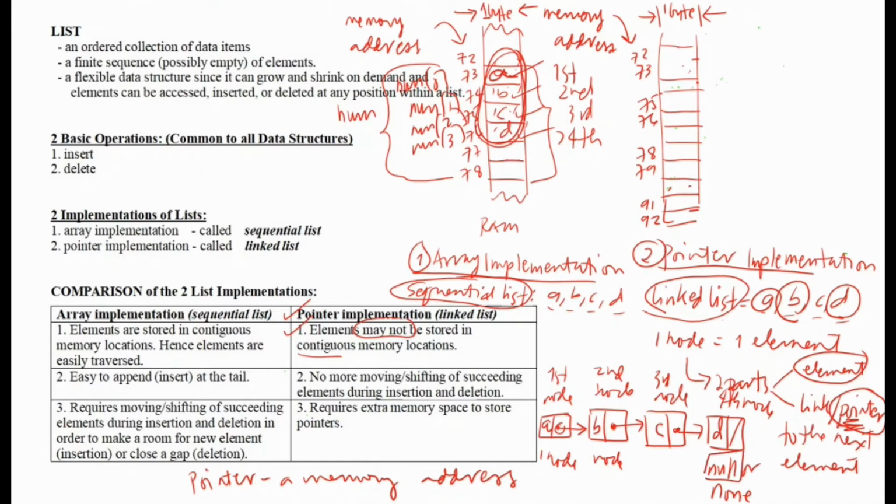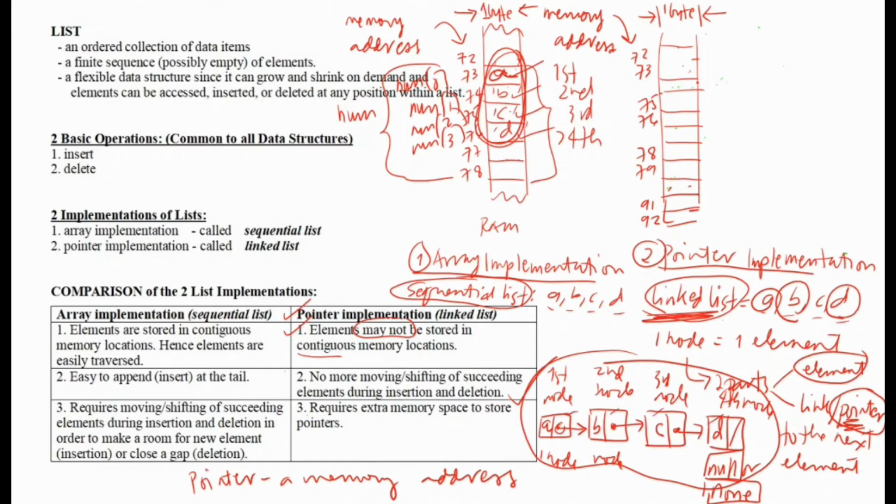Null in Java or in C, and None for the Python programming language. This is now what we call our linked list. The linked list is this one, okay? Consisting of 4 nodes. First node, second, third, and fourth node.